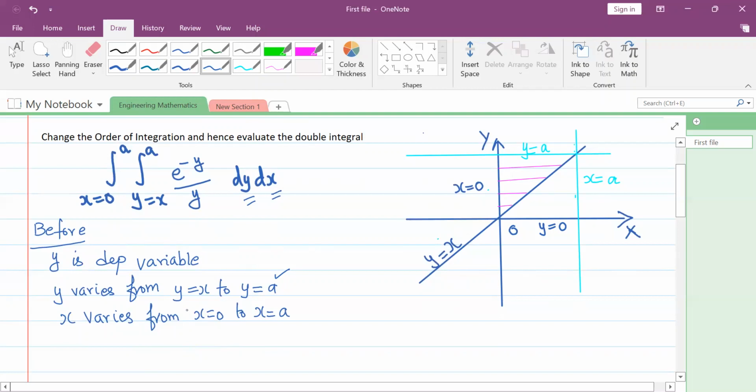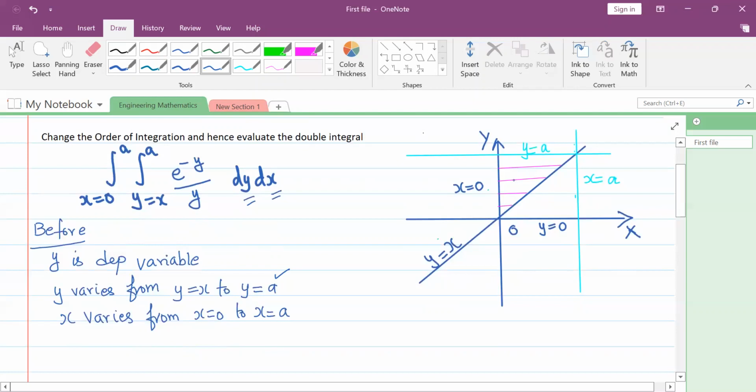Since I have to identify the region of integration for this particular problem, where the dependent variable y varies from y equal to x to y is equal to a. So that is nothing but the diagonal line y equal to x to y equal to a. So this portion enclosed by these two straight lines is nothing but your region of integration.